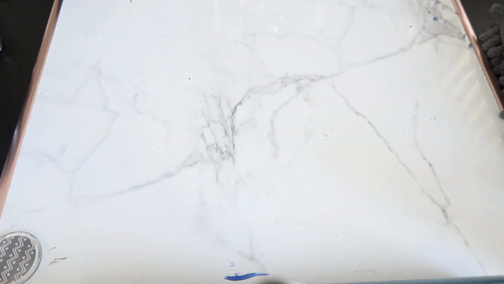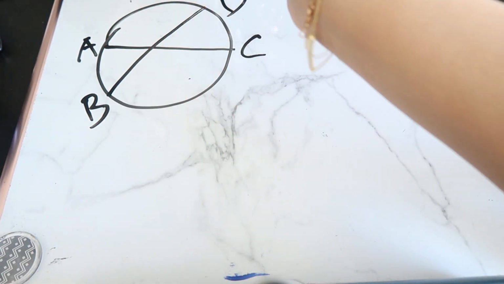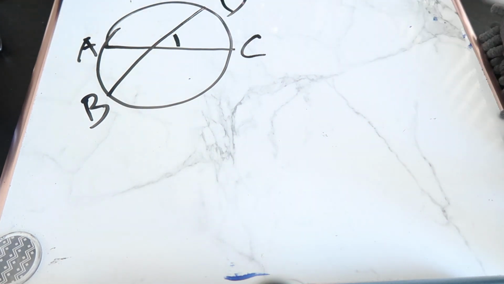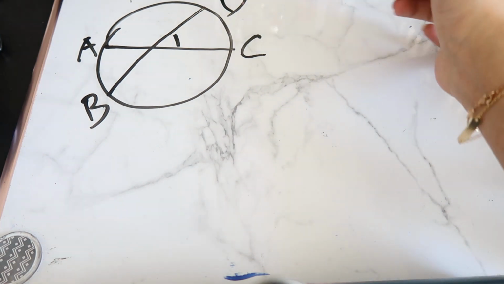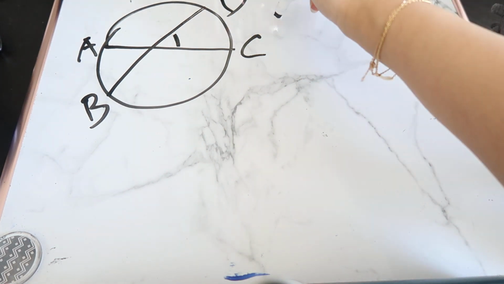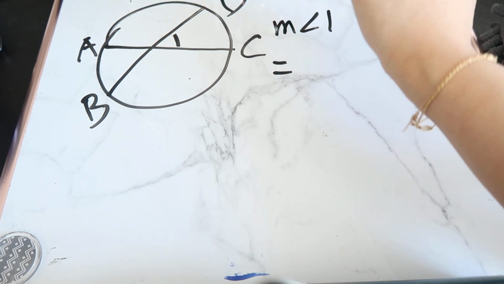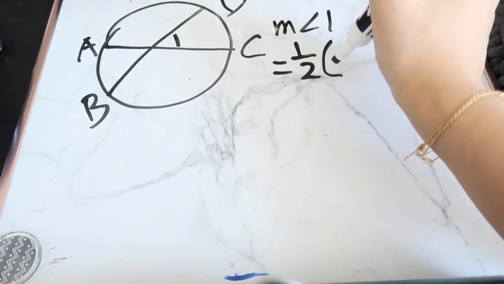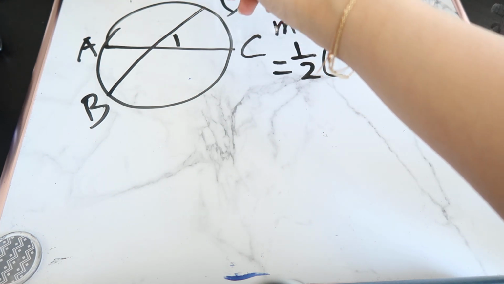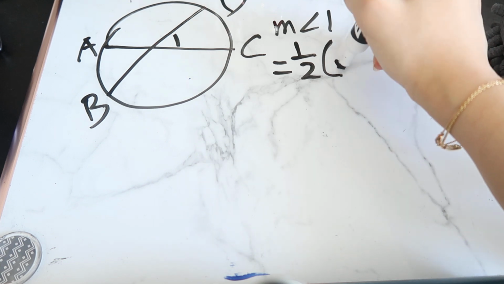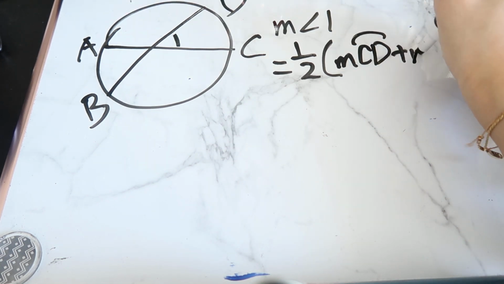Alright, let's move on to the next theorem. The next theorem goes when you have a circle and 2 segments intersecting. This is A, B, C, and D. Let's say we're trying to find angle 1 here. Now you see how we have the angles inside the circle. So this theorem goes: in order to find the measure of angle 1, measure of angle 1 equals 1/2 of arc CD plus measure of arc AB.